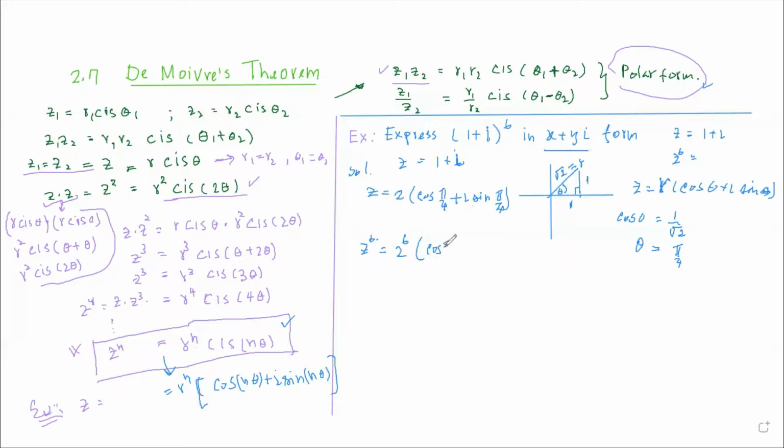So here you're going to have cosine n theta, n is 6, so 6 times pi over 4, in the big bracket, and then plus i sine n theta, n right now is 6, so 6 times pi over 4. Close the bracket. So now what do we have? R equal to square root 2, sorry, here r is square root 2.